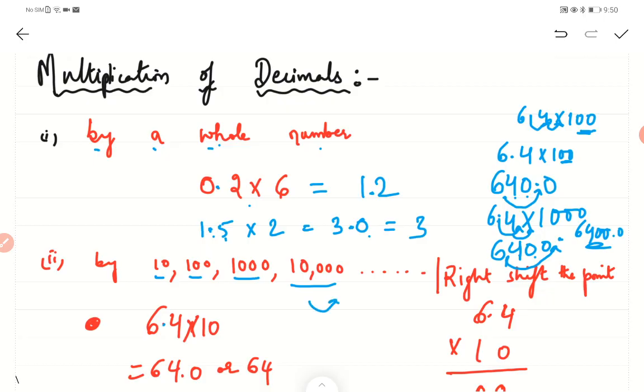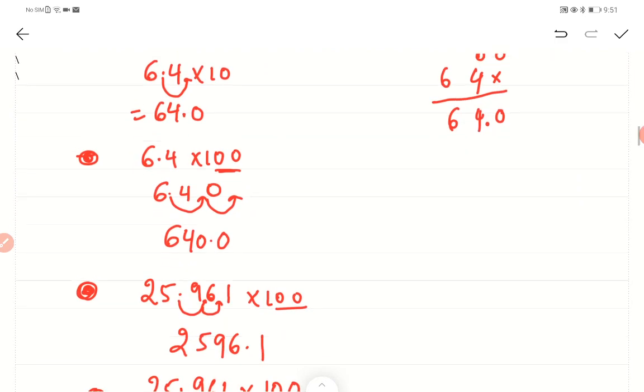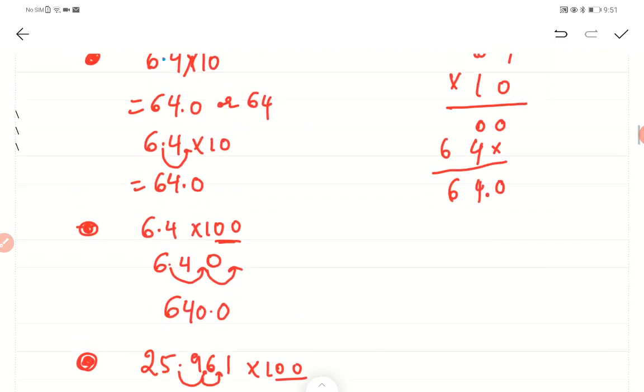This point position will shift to the right side. All right. Okay, the same they have shown you here. Now let me take this example. Here it is.